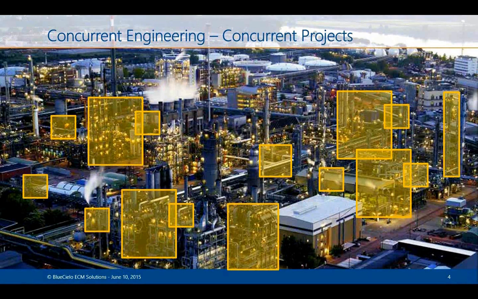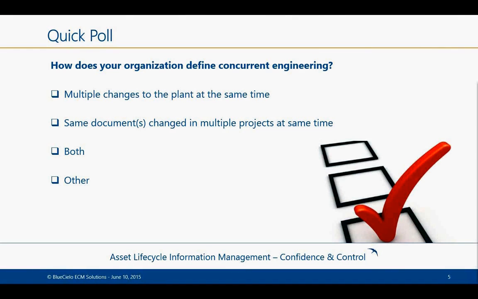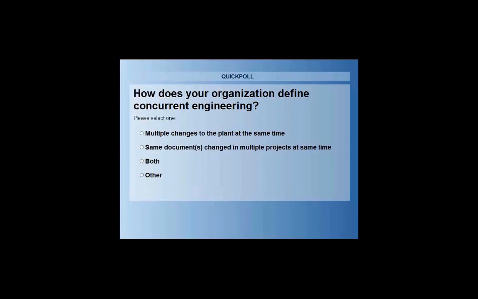I want to take a minute right off the bat to ask a question of all of you. What you're going to see in a second is a poll that's going to come up that will ask you a question. How does your organization, how does your company define concurrent engineering? For example, multiple changes to the same plant at the same time, like the first example, or the same documents being changed in multiple projects at the same time, or both, or maybe something else.